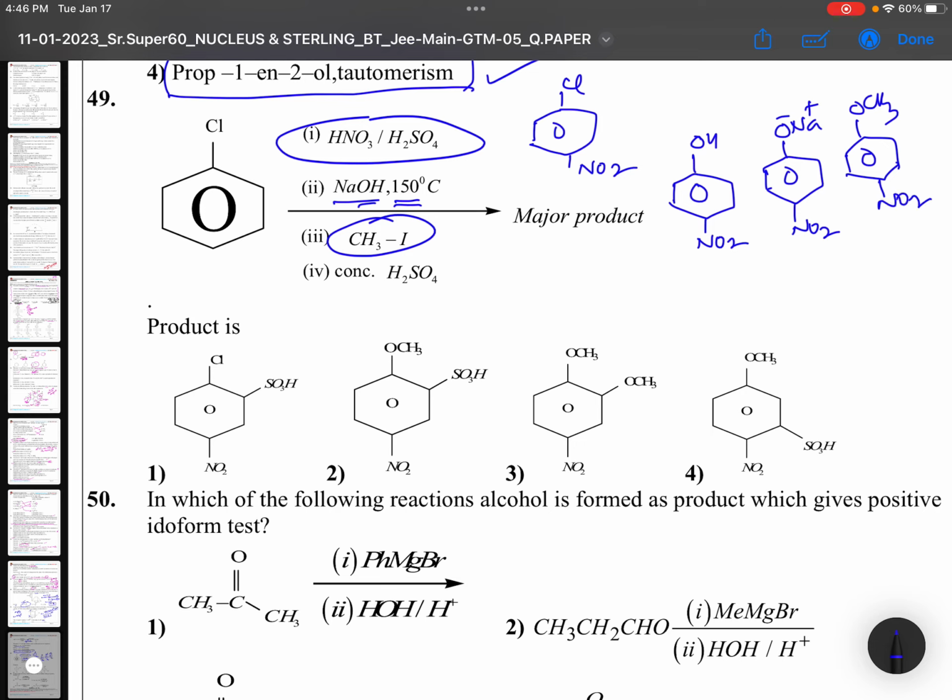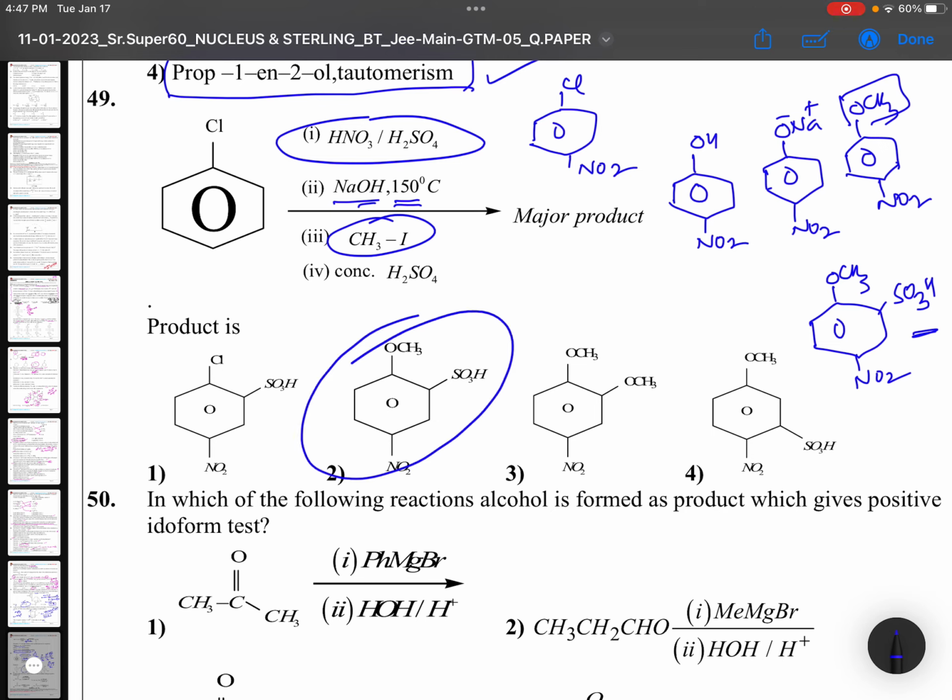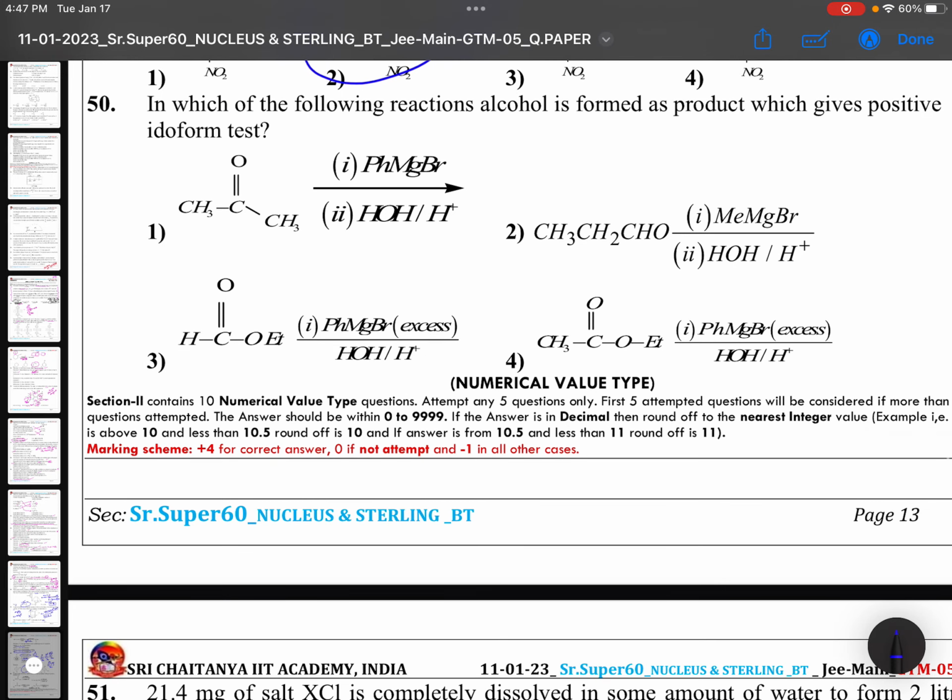This is NO2. And now you are going for concentrated H2SO4. OCH3 is an ortho-para directing group. So for this ortho-para directing OCH3, this is NO2, and at this place SO3H. So OCH3, SO3H, and NO2. Done.